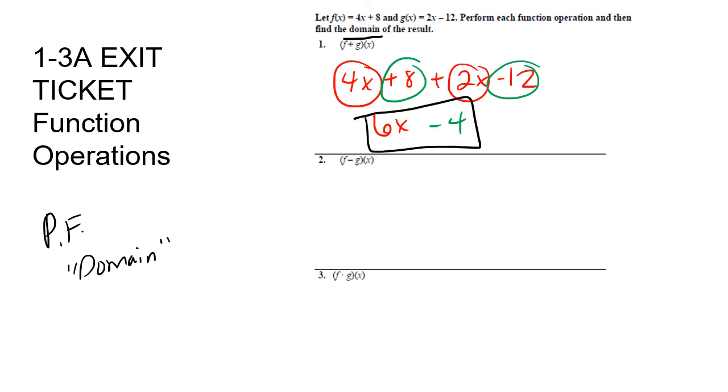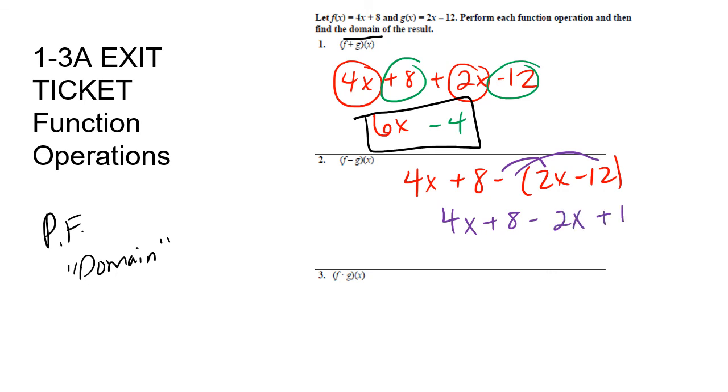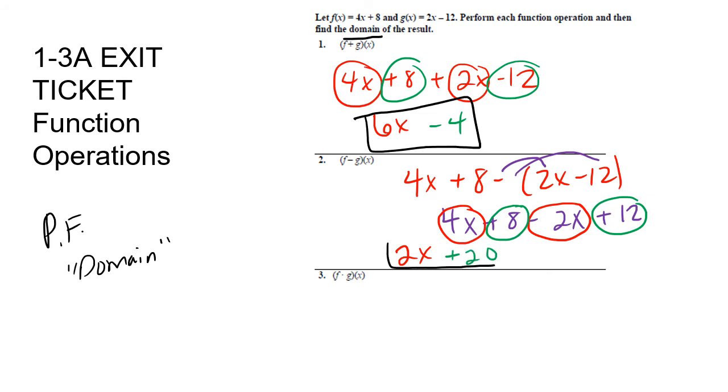All right, here it says now you're going to do f minus g. So we have 4x plus 8 minus 2x minus 12. The first step here now is to distribute the negative. So we have 4x plus 8 minus 2x plus 12. And now we're going to combine like terms. So we have 4x and negative 2x, which is going to give us 2x. We have 8 and positive 12, which is going to give us 20. So our final answer is 2x plus 20.